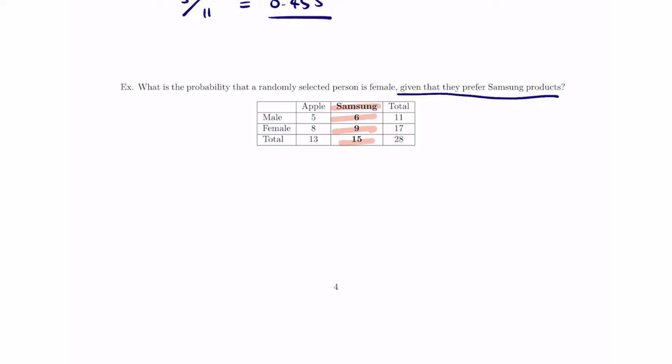So now we can go ahead and solve the question. What's the probability that a randomly selected person is female from this specific column? Well, it's 9 out of the total, which is 15, because 15 is highlighted, right? So we don't consider anything else which is not highlighted. So 9 out of 15 is equal to 9 divided by 15, which is 0.6.